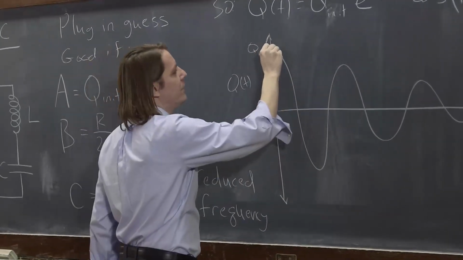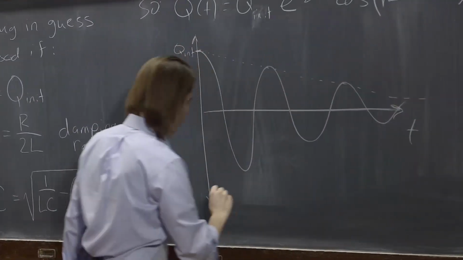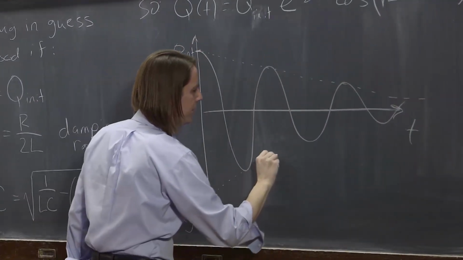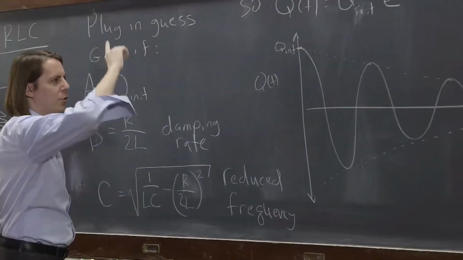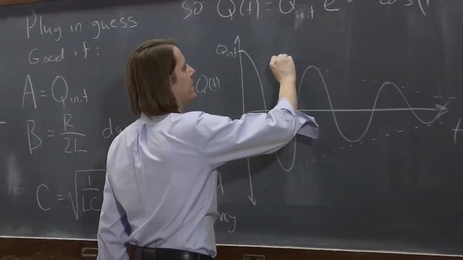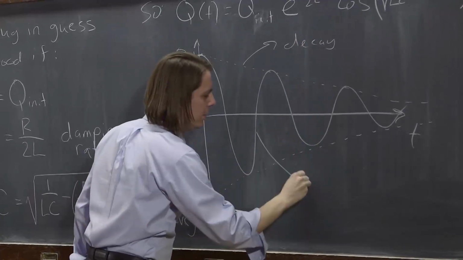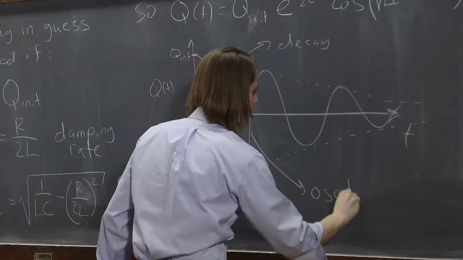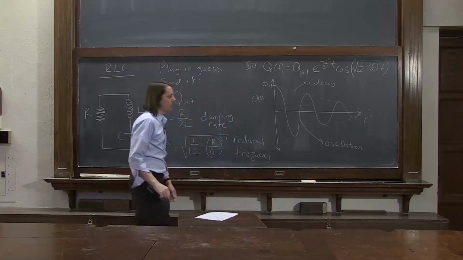That's the cosine. And if you were to think about an envelope going around the amplitude of this oscillation, the envelope is like an exponential decay. So we could say this is the decay, this is the oscillation, and they happen together in an RLC circuit.